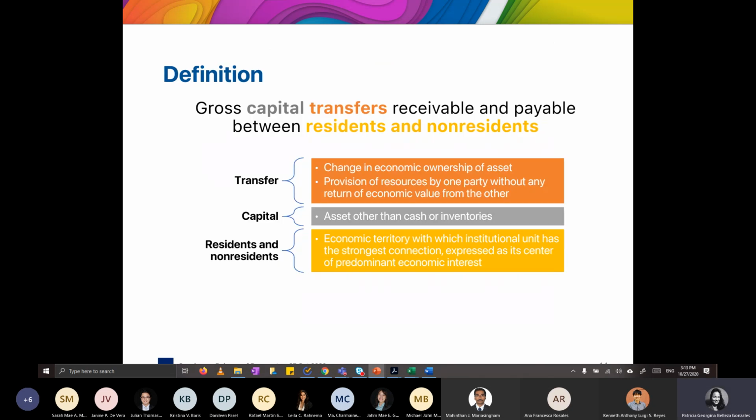And then we have another component of the capital account, which is gross capital transfers, receivable and payable between residents and non-residents. So when we talk about a transfer as opposed to a transaction that we mentioned earlier, it is a change in economic ownership of an asset, but without a reciprocal exchange of economic value between the parties. So it's just a one-way transfer of economic ownership. There is no corresponding transfer of economic ownership, for example, of currency. That's typically what happens in a money-based economy.